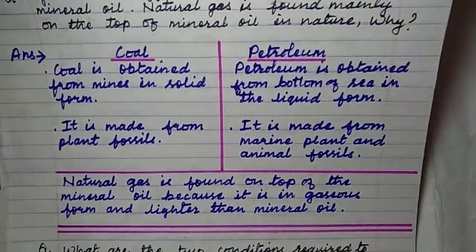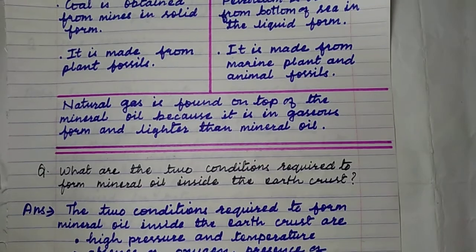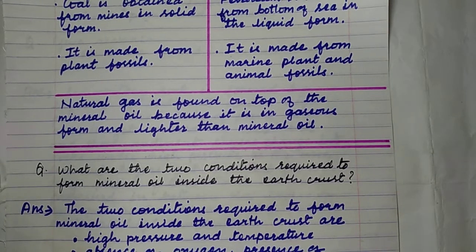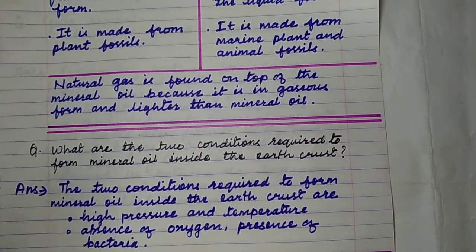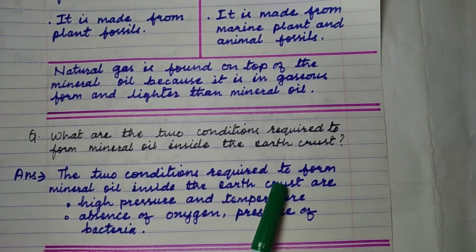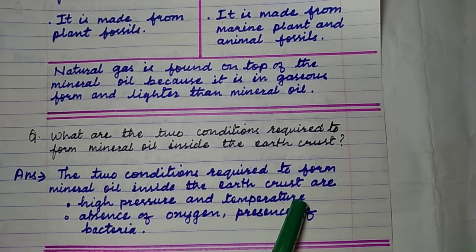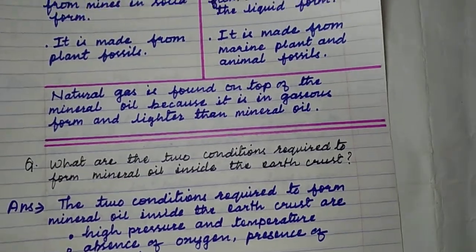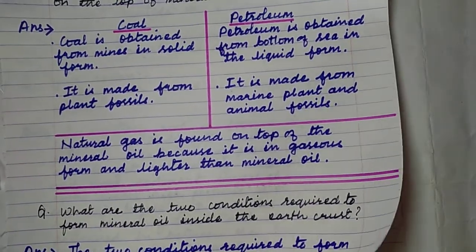Next question is, what are the two conditions required to form mineral oil inside the Earth's crust? So this condition was discussed in the first question also. The conditions required to form mineral oil inside the earth's crust are high pressure and high temperature. Absence of oxygen and presence of bacteria are also needed. So these are the conditions required to form mineral oil.